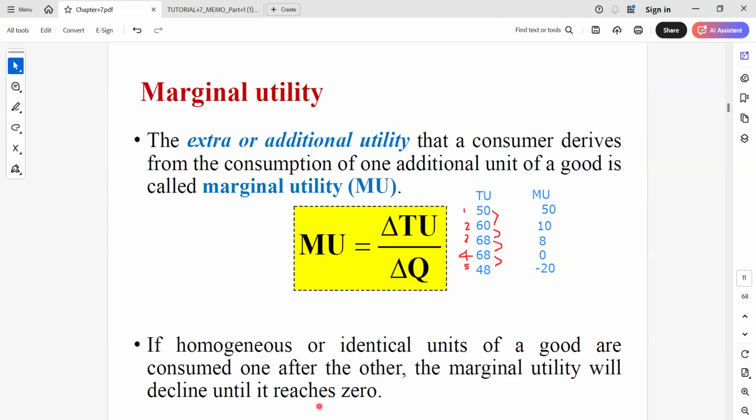So I was just trying to explain this part where they're saying that the marginal utility will decline until it reaches 0 as units of a good are consumed one after the other, meaning that as you're consuming more of, sorry, I said pizza, I mean burger, from 1, 2, 3, 4, 5, your marginal utility will decrease until it reaches 0 and then negative. So yeah, let's move on.